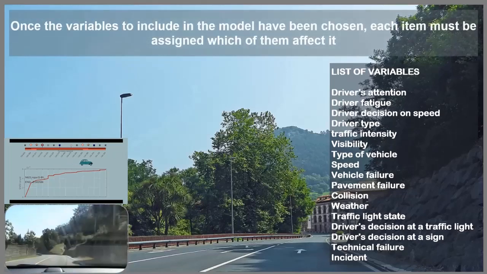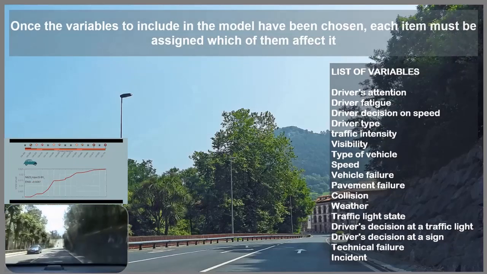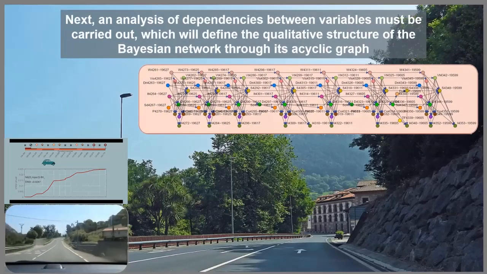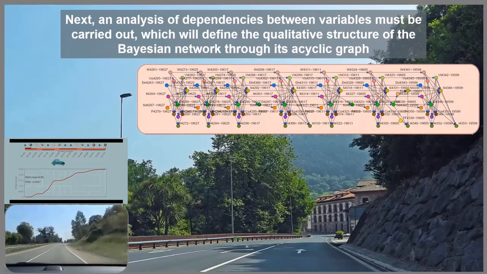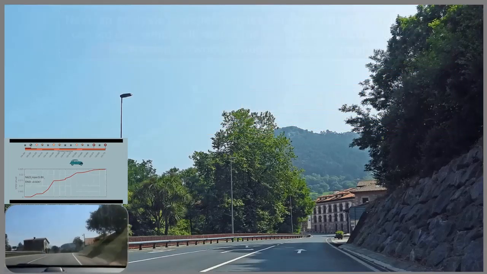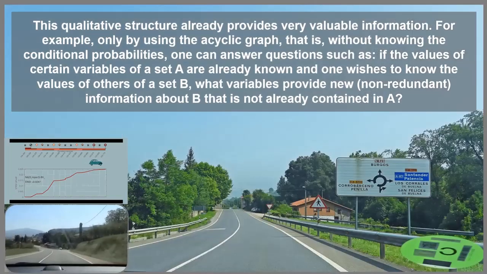Once the variables to include in the model have been chosen, each item must be assigned which of them affect it. Next, an analysis of dependencies between variables must be carried out, which will define the qualitative structure of the Bayesian network through its acyclic graph. This qualitative structure already provides very valuable information.